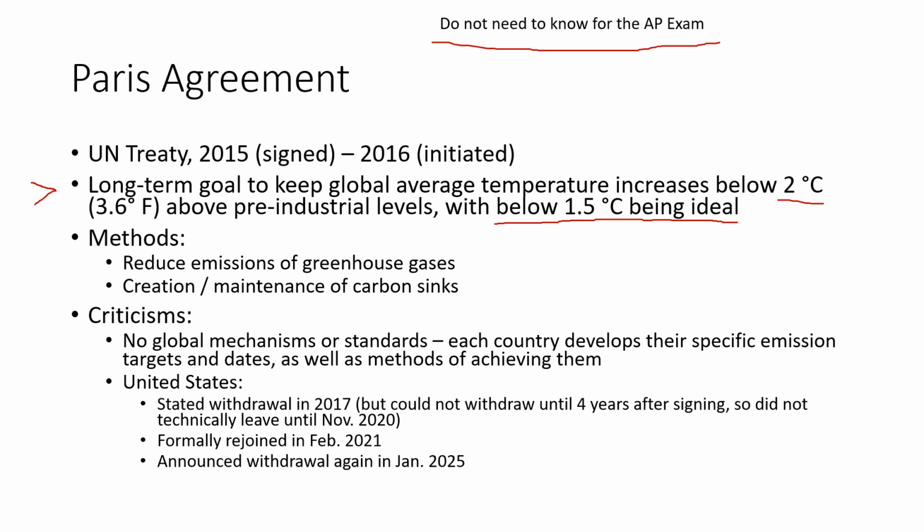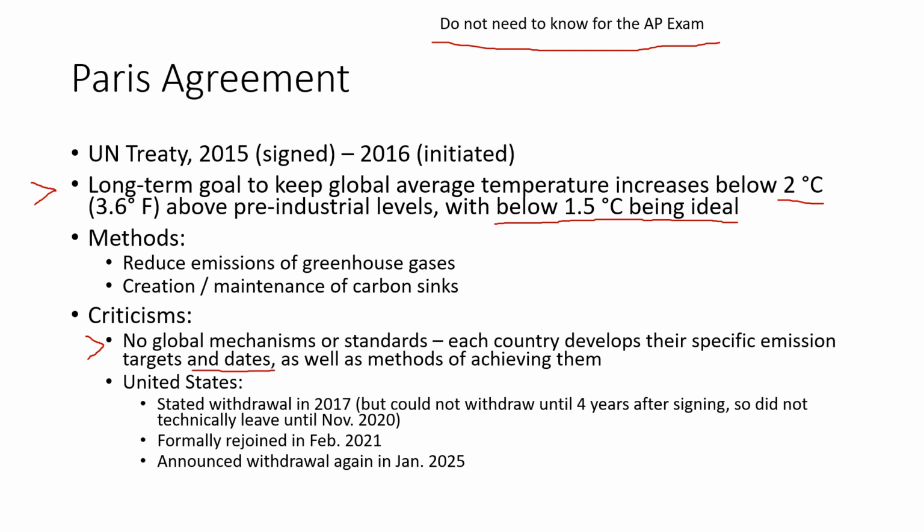The criticisms: there is no global mechanism or standards, so there's no one way to do things. There's no set list of rules or standards. Each country basically develops their own specific emission targets. So if one country says we're going to reduce our emissions by 15%, another country could say, well, we want to reduce our emissions by 1%. So there's not really much of a specific emission target. There's no dates associated with it.